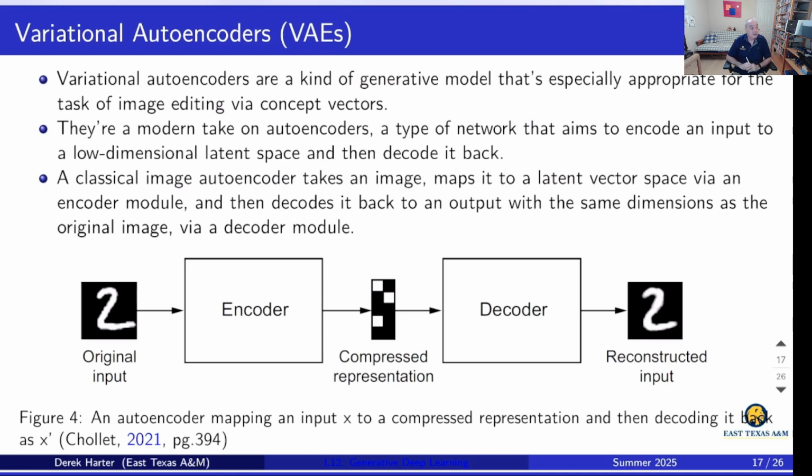The basic idea of an autoencoder is that it takes an original input, like an image, through an encoder process that we force to create a low dimensional representation. The original autoencoders thought of this as compressing it down to a compressed representation.